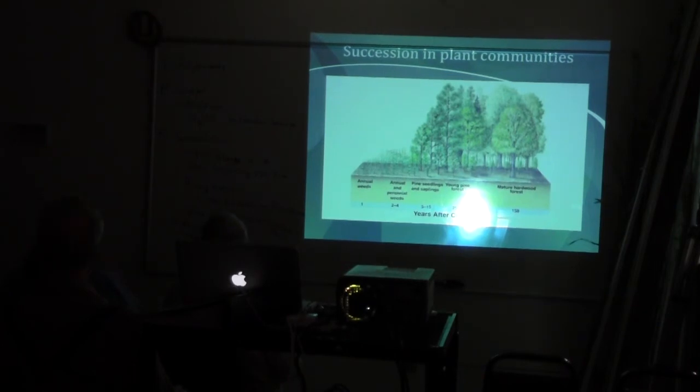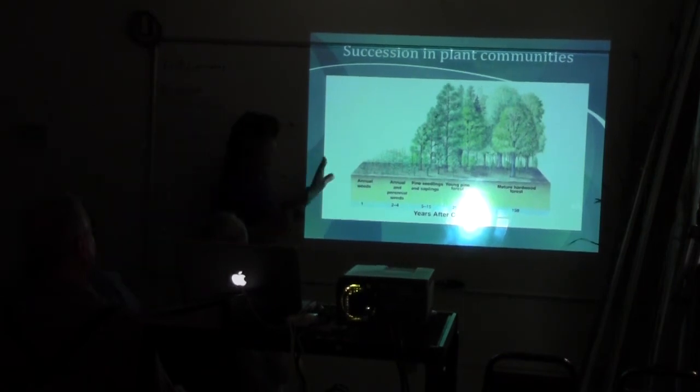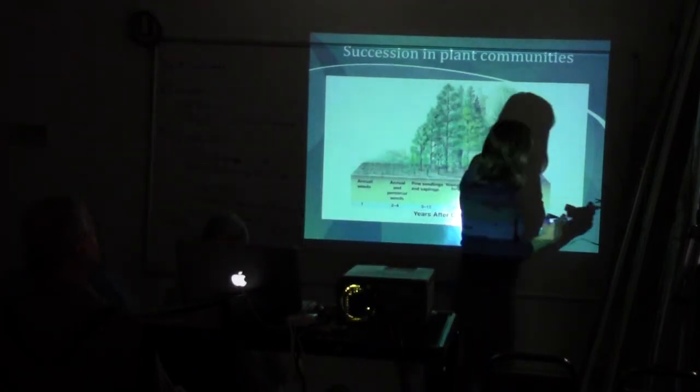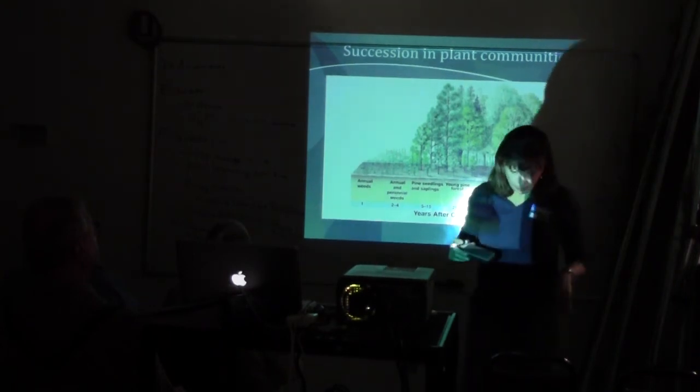Cultivation at the bottom, years after cultivation. So they had plowed the ground, removed all the vegetation, and then they left it fallow. And it goes back. So over time, it's going to go from weeds to pine trees, and then finally hardwood.